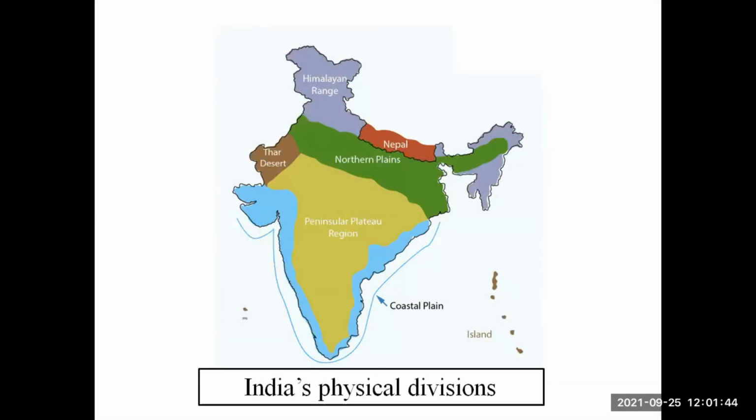Let's look at the physical divisions. India can be divided into 5 distinct physical regions. Number 1, the northern mountains. Number 2, the northern plains. 3, the peninsular plateau. 4, the coastal plains. 5, the Great Indian Desert.